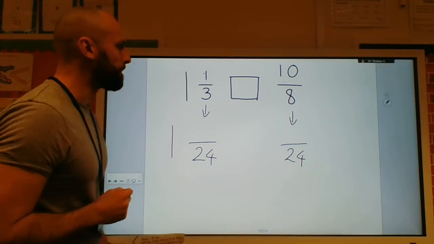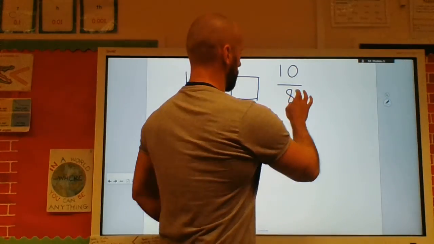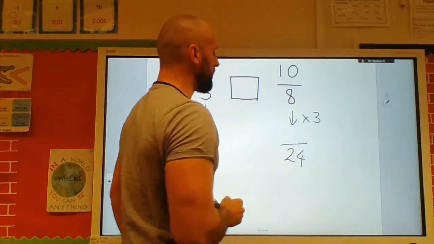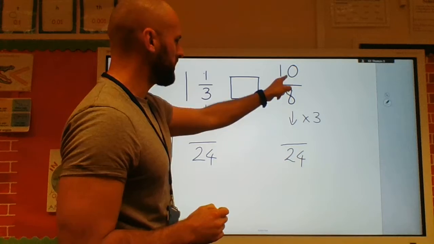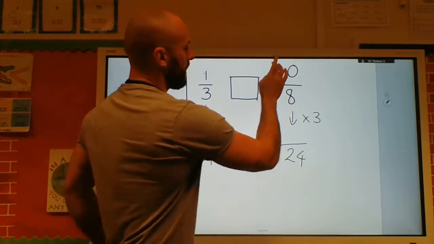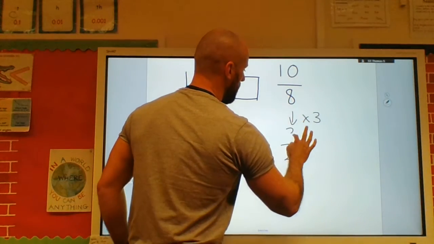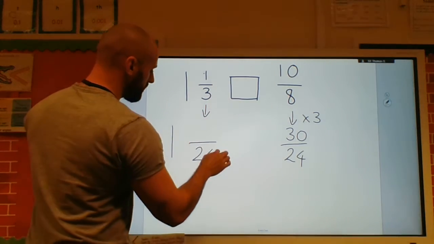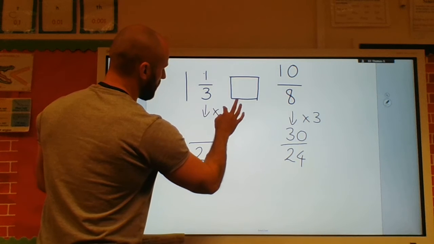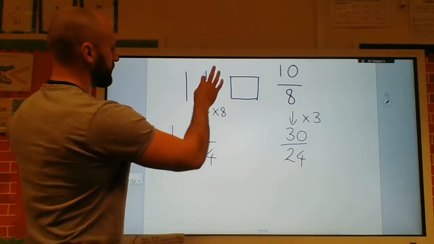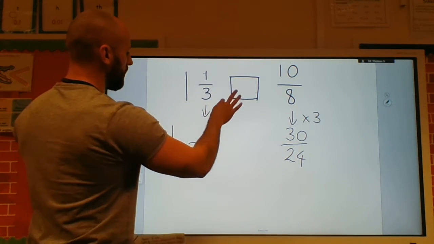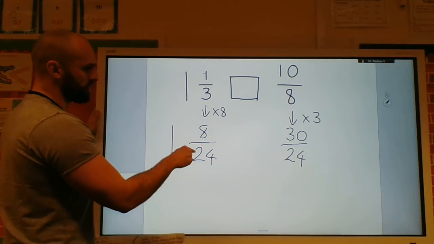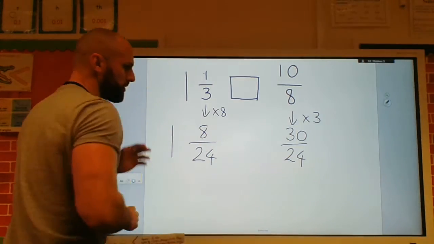Can't forget about that. So, well, to make 8 into 24, we times by 3. Well, remember, whatever I do to the denominator, I also do to the numerator. So 10 times by 3 is 30. So 3 times by 8 gives me 24. So I must also times the numerator by 8. So now I've got one whole and 8 24ths compared to 30 24ths.